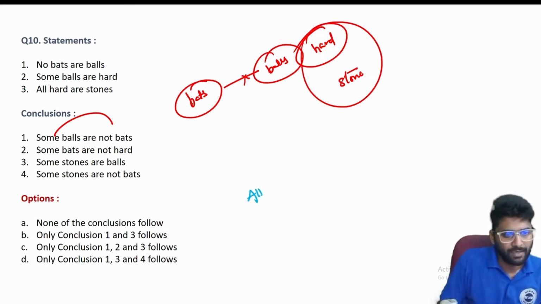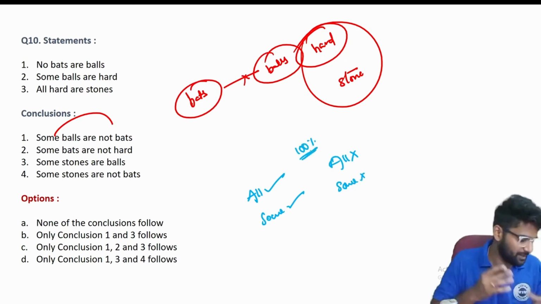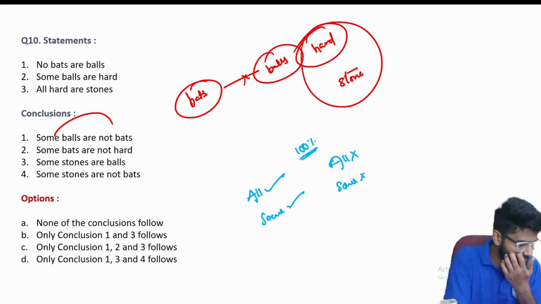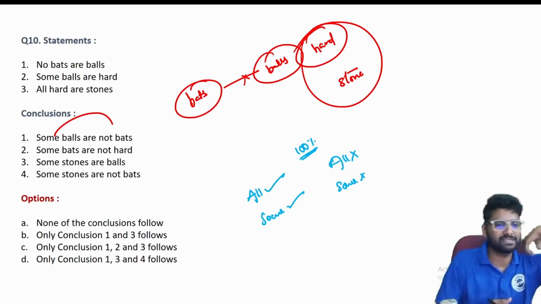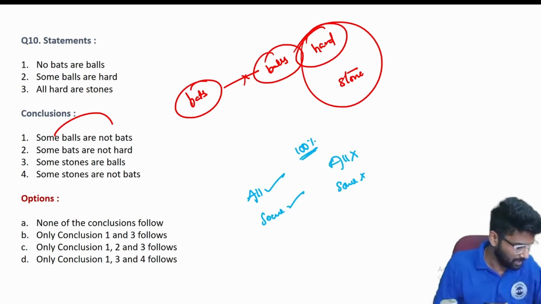See, if all is possible, definitely some is also possible. If all is not possible, definitely some is also not possible, right? Why? Because all is a part of 100%. If 100% is possible, definitely less than that value is also possible. If 100% is not possible, definitely less than that value is also not possible. So, guys, try to understand the some-not concept.